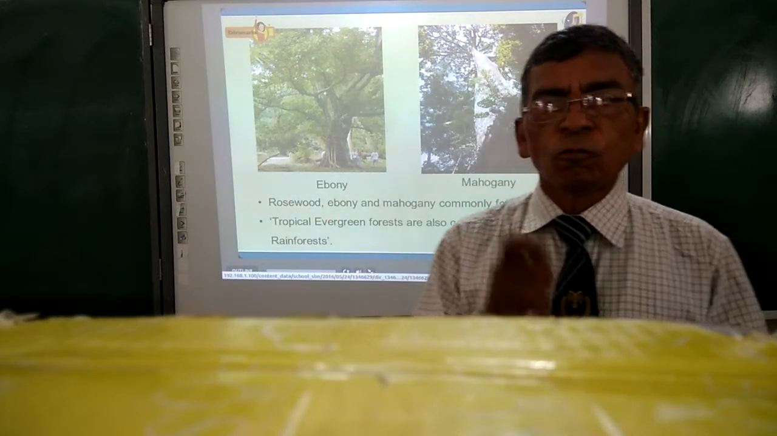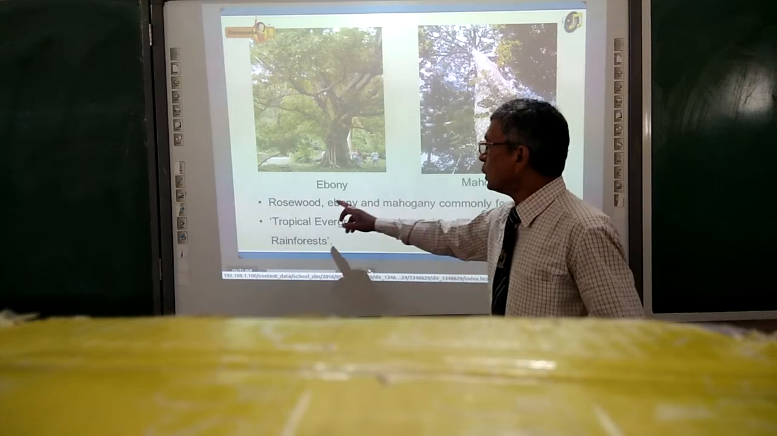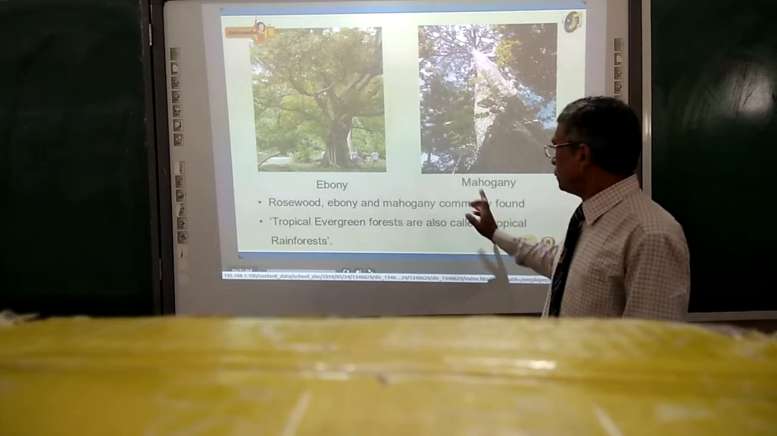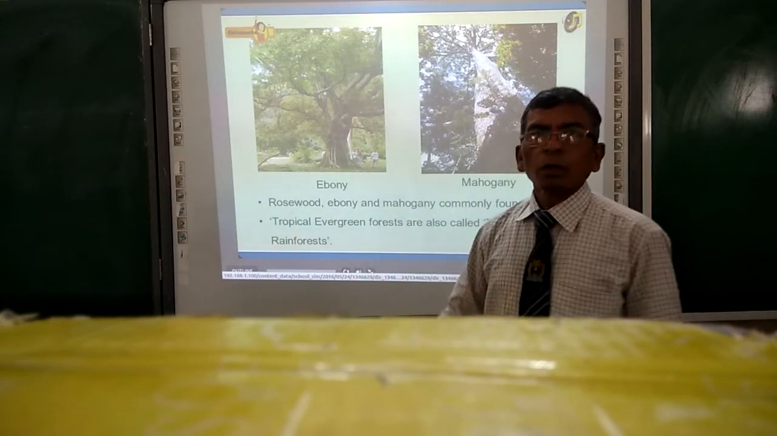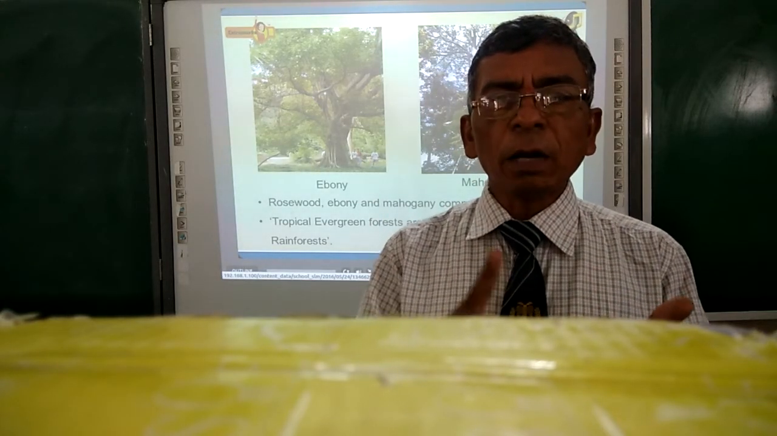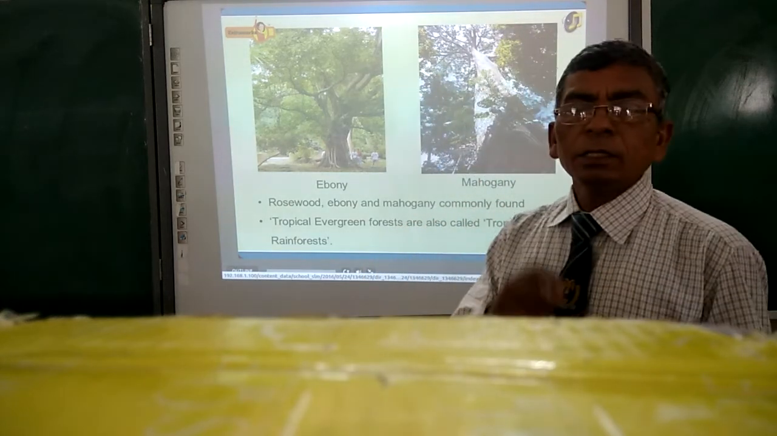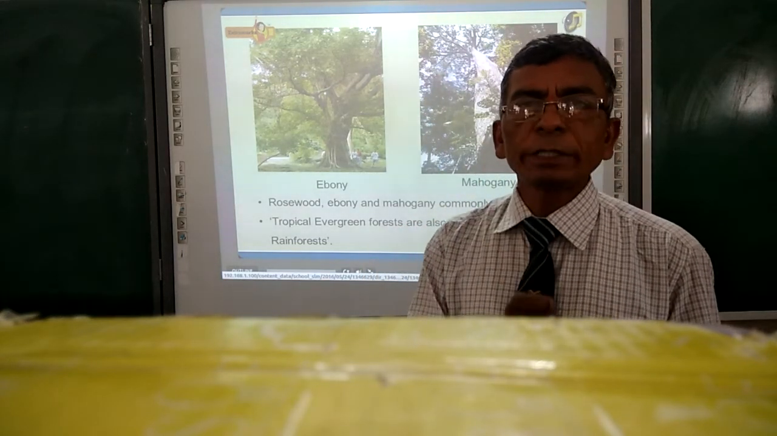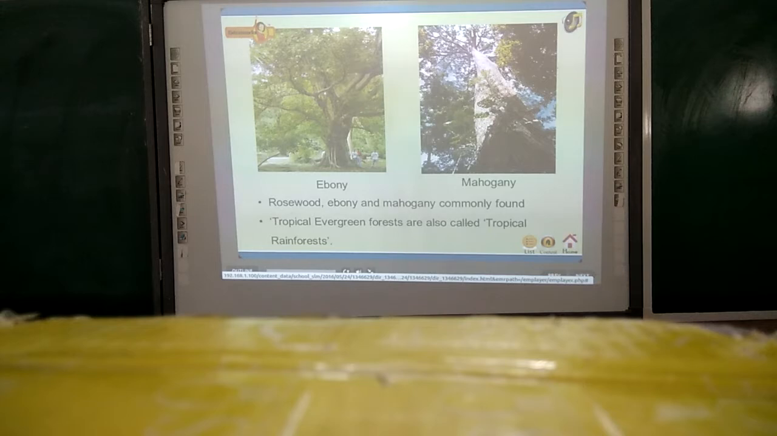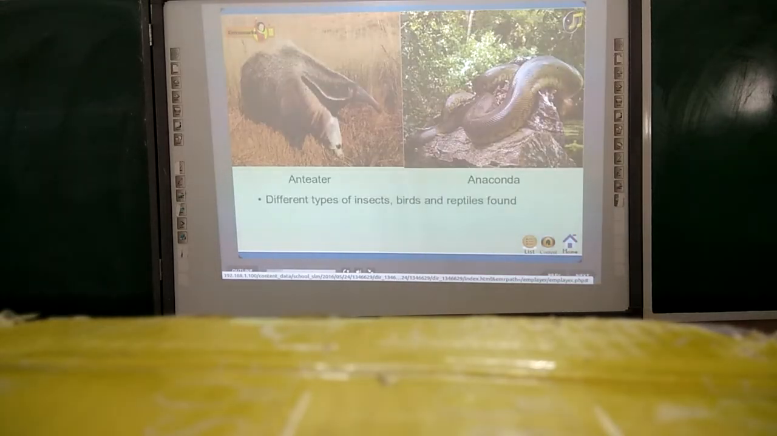The main important flora are ebony, rosewood, mahogany, and cinchona. Rosewood, mahogany, ebony, and rubber are the most important plants that can be grown in this belt. Different types of insects, birds, and reptiles are found. Anaconda, one of the largest snakes of the world, is also found here.